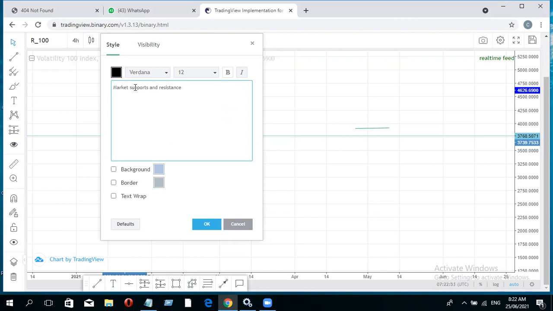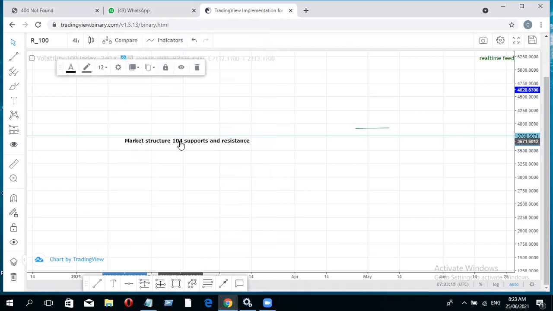Market Structure 104. Okay, Market Structure 104. So we're basically learning today the idea of support and resistance, what is support and resistance, and all this kind of stuff. Okay, that will be our topic for today, support and resistance.